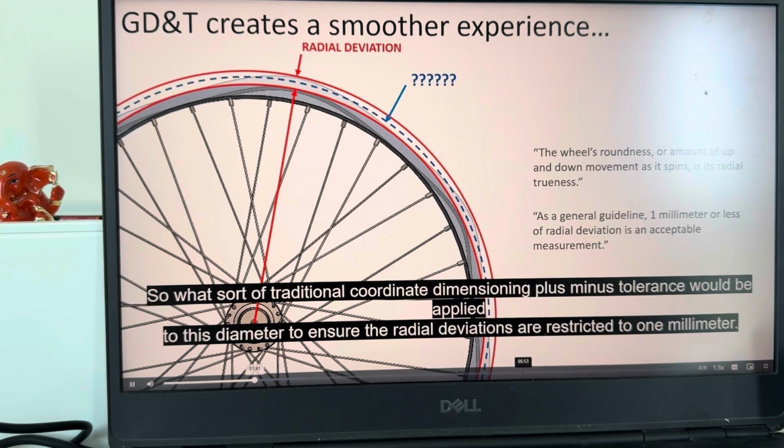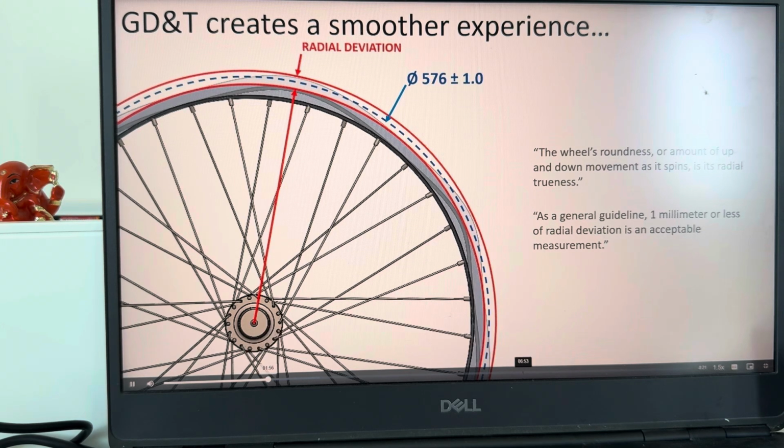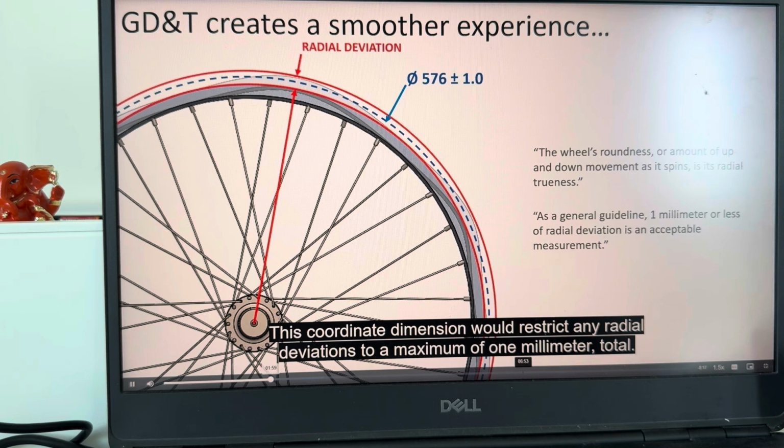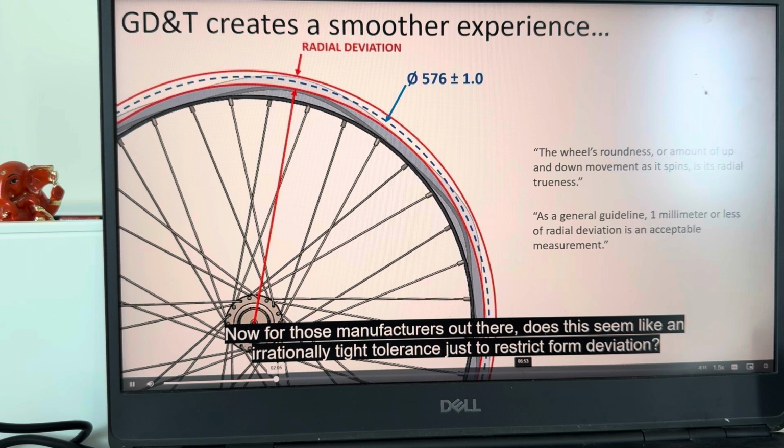So what sort of traditional coordinate dimensioning plus-minus tolerance would be applied to this diameter to ensure the radial deviations are restricted to 1 millimeter? Typically, a nominal size, like this 576 millimeters, would be listed and some sort of tolerance would accompany it. This coordinate dimension would restrict any radial deviations to a maximum of 1 millimeter total. Now, for those manufacturers out there, does this seem like an irrationally tight tolerance just to restrict form deviation?